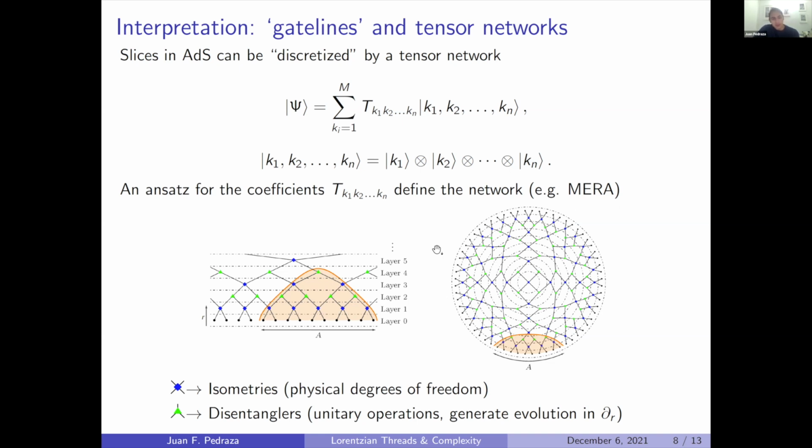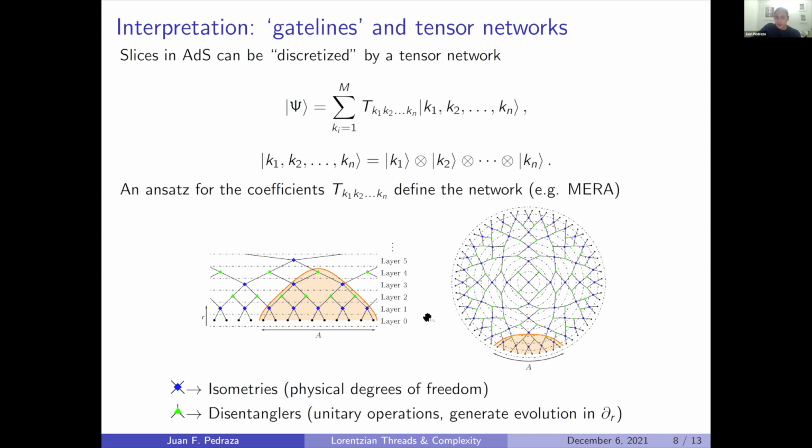It has only 2 types of tensors, and it has a layer structure such that in each layer you only have 1 type of tensor. So you have the isometries, which basically combine a subset of the degrees of freedom, and can be regarded as a coarse graining.